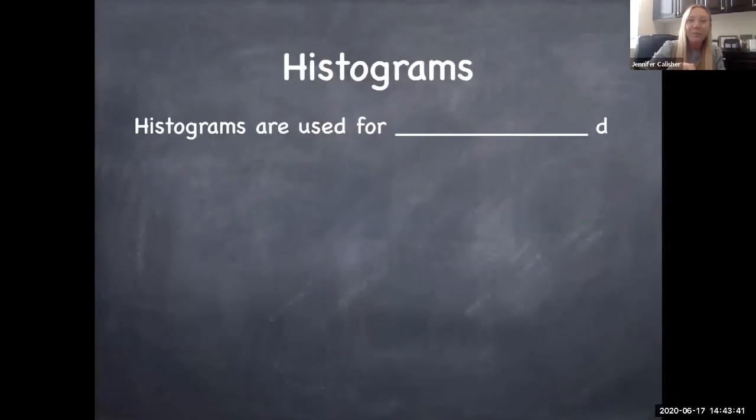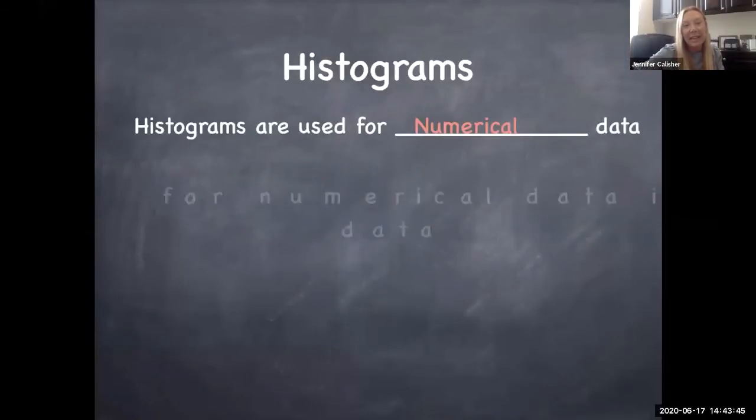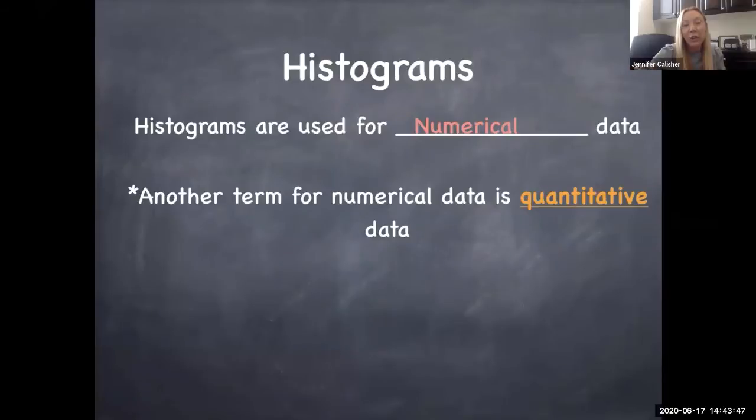Histograms. Histograms are useful for numerical data. Another term to keep in mind for numerical data is quantitative data. Again, that's probably not a term that you'll be tested on, but I know for sure I've seen it in some of the videos and presentations. So just so you know, quantitative is talking about numerical data. And how I remember it is that N in quantitative is like numbers.